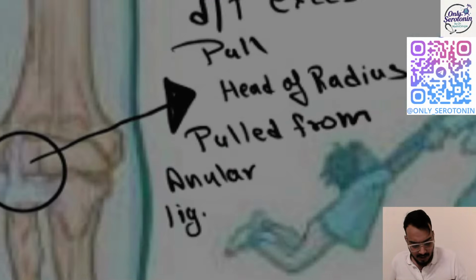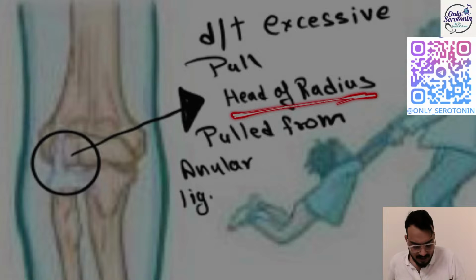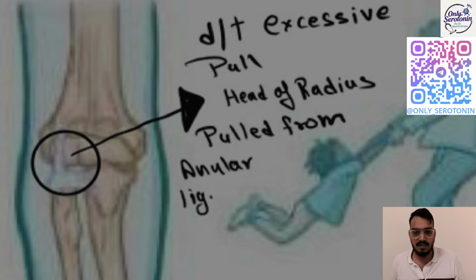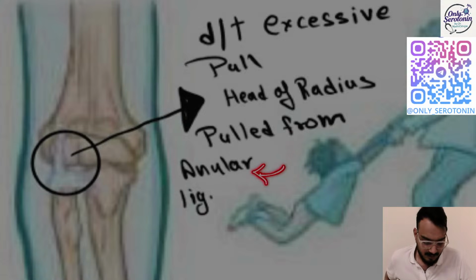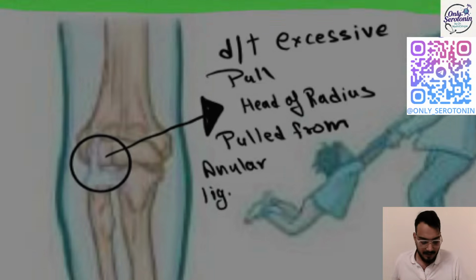What will happen? The head of the radius will be pulled out from the annular ligament. Just now, before 2 minutes, we have studied about the annular ligament. That will also be a very important question, what is the importance of the annular ligament, right?